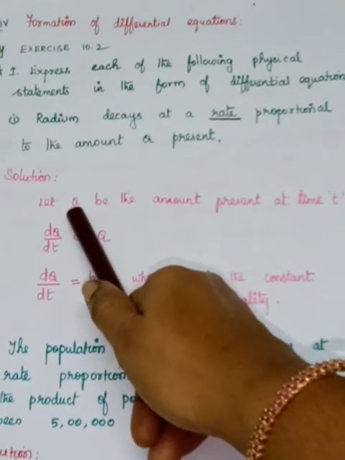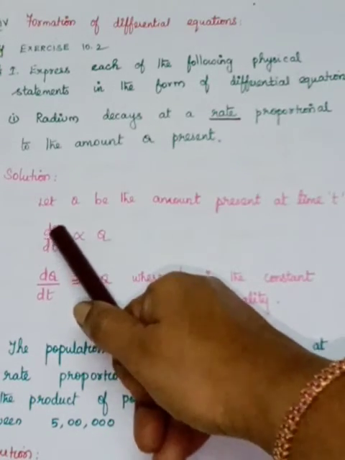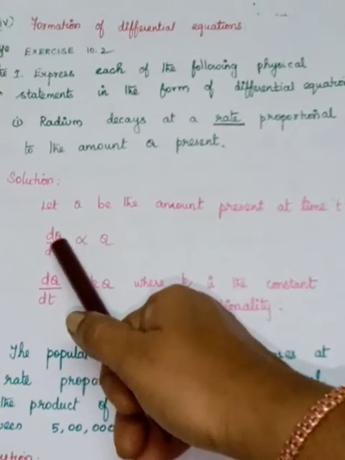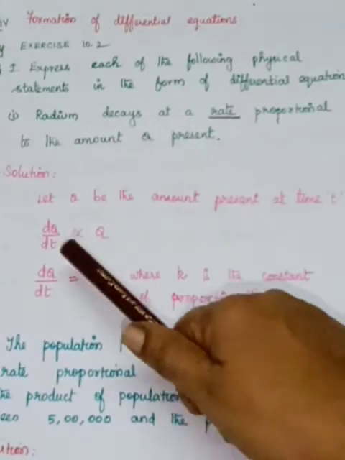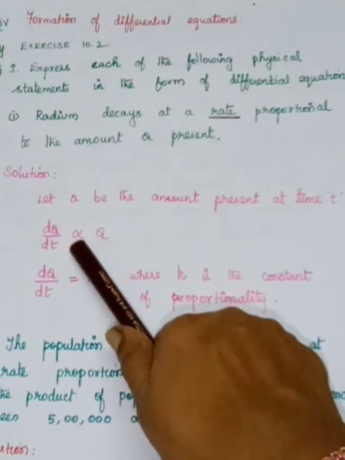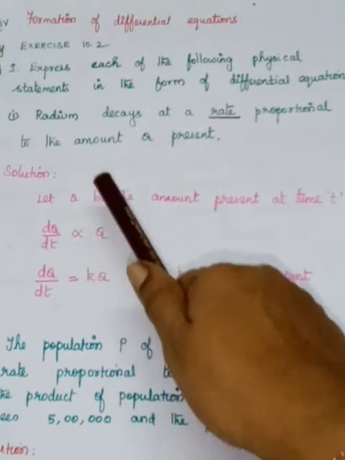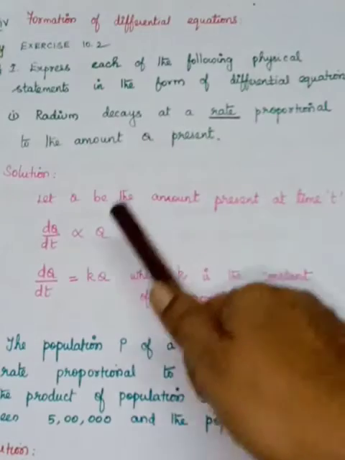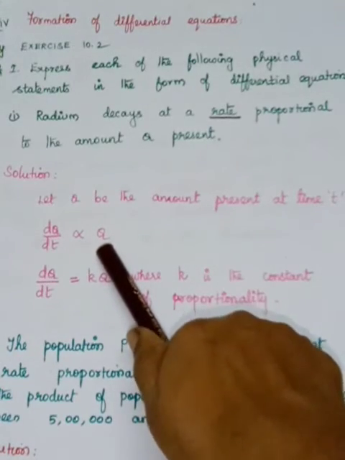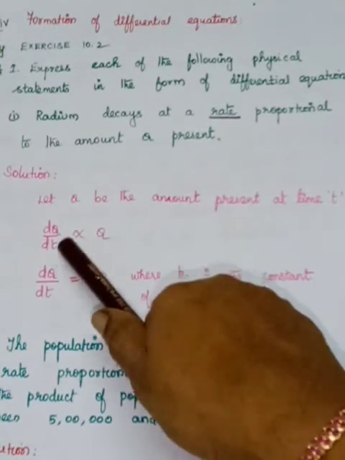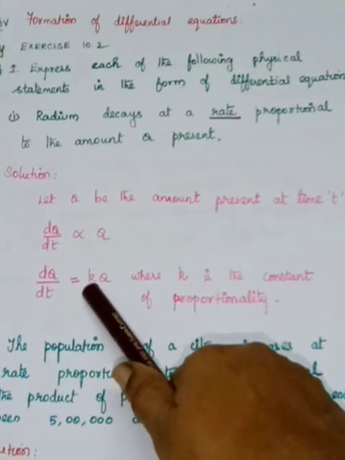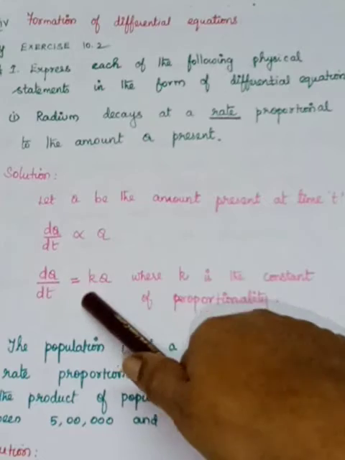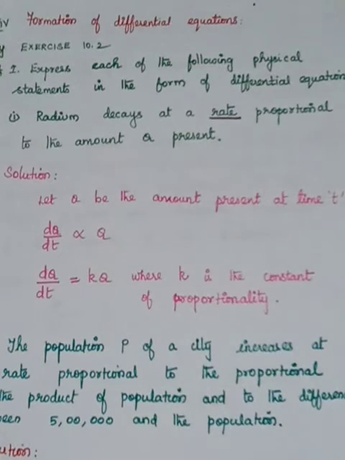So, the radium amount is Q. So, the change, that is denoted as dQ by dt, is proportional. So, here I have used the symbol of proportionality, to the amount Q present. So, therefore, that is proportional to Q. And this proportionality, if you remove, you have to introduce a constant. So, dQ by dt is equal to KQ, where K is the constant of proportionality.